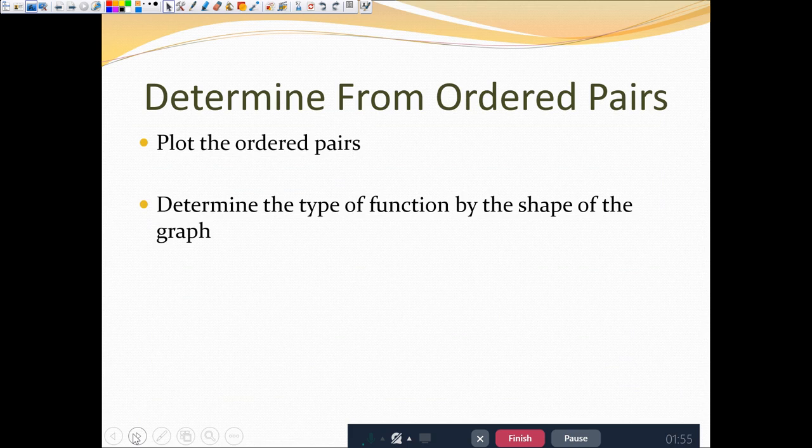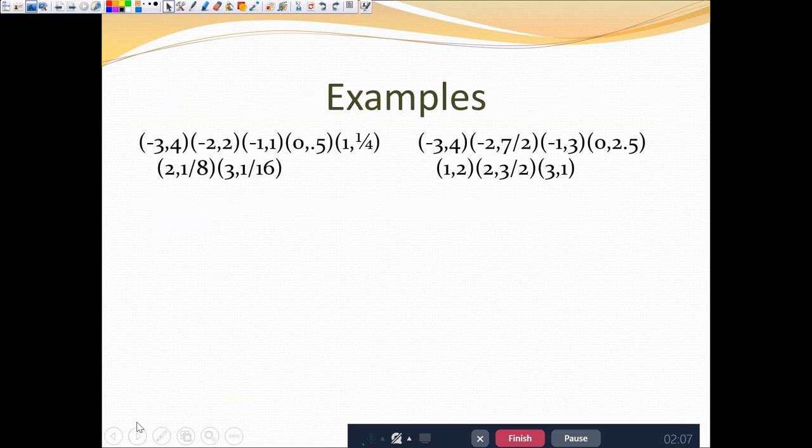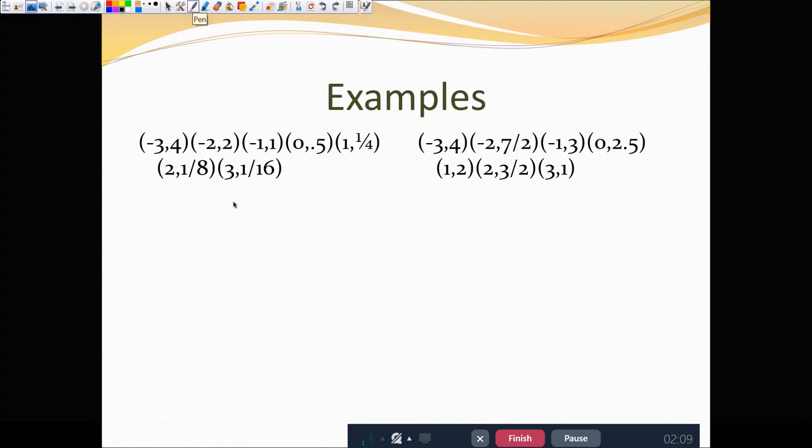All right. So when it comes to ordered pairs, we're going to plot the ordered pairs on a graph and determine the shape. So if it's a U, then it's a parabola or a quadratic. If it's a line, it's linear. If it's a curve, then it's exponential, and so on and so forth.